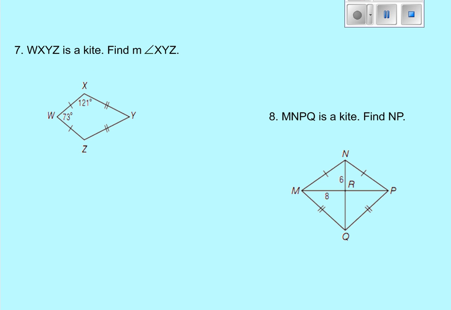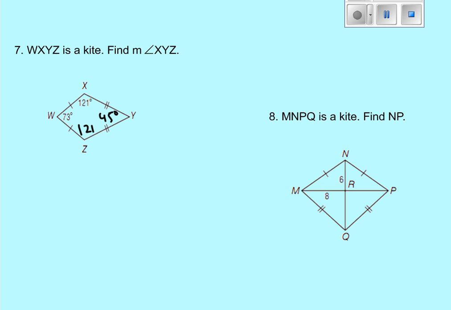So if I got a kite, that's 121. This is 121. This is 73. XYZ, remember the whole thing still has to add up to 360 because it's still a 4-sided polygon. So 360 minus 121 minus 121 minus 73. This is going to be 45. 45.